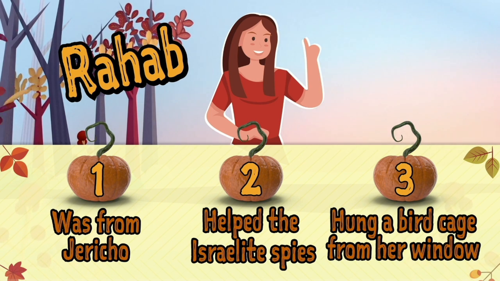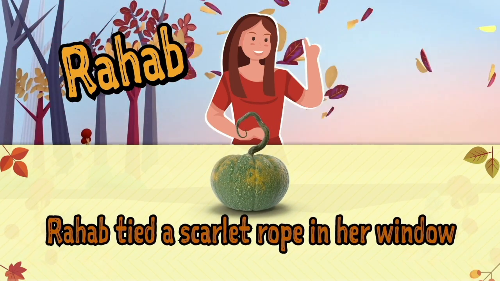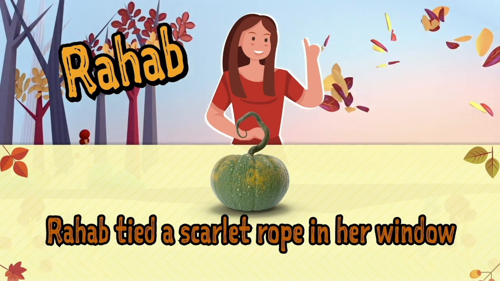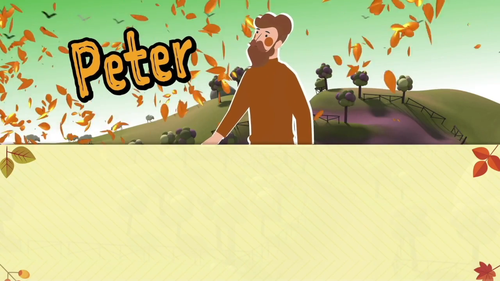Time's up. Who is holding up 3 fingers? You are correct. Rahab actually tied a scarlet rope in her window. Let's try another. Peter is our next Bible character.